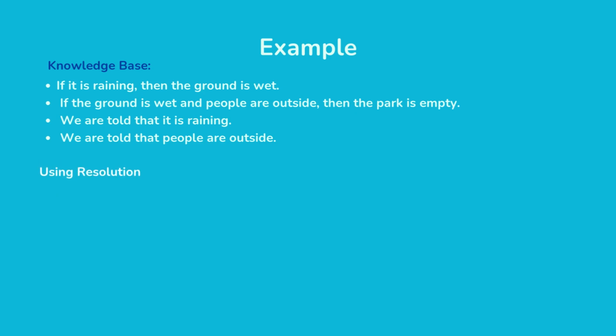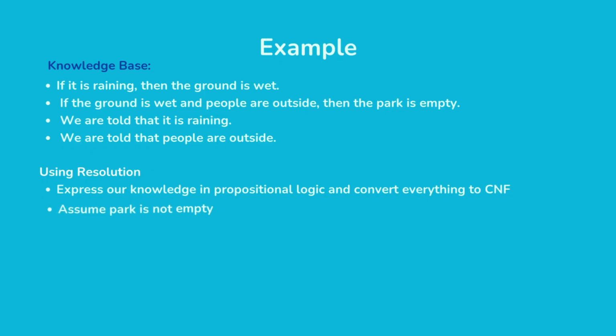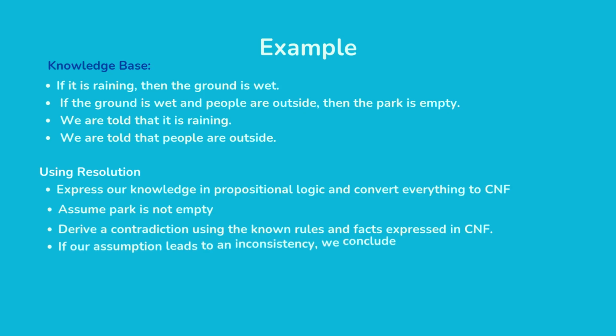Now consider resolution. To use resolution, we need to express our knowledge in propositional logic and convert everything to conjunctive normal form. Suppose we want to prove that the park is empty. We assume the opposite, that the park is not empty. Then, we try to derive a contradiction using the known rules and facts expressed in CNF. If a contradiction is found, meaning that our assumption leads to an inconsistency, we conclude that the park must be empty after all. The process involves pairing clauses, resolving literals, and simplifying until either an empty clause appears or no further progress can be made.